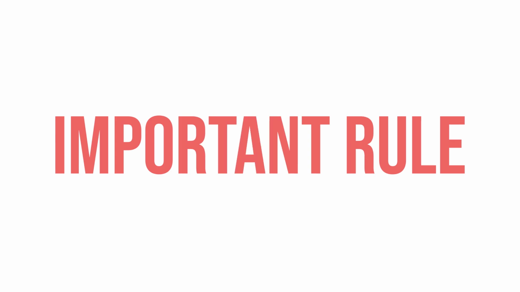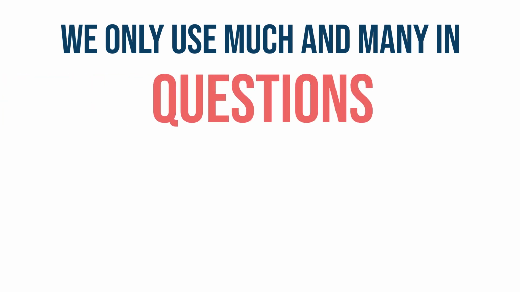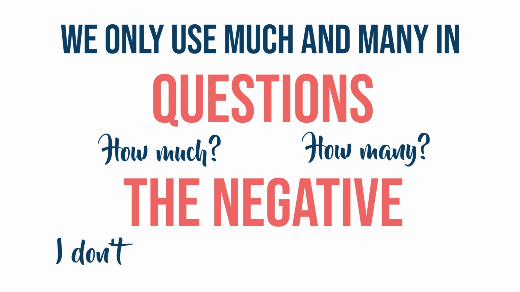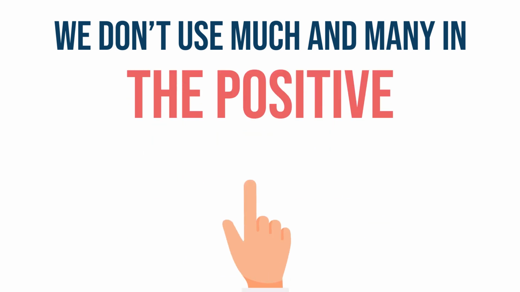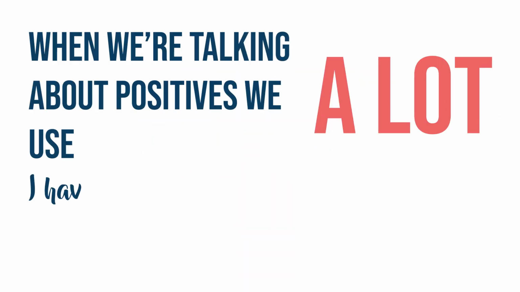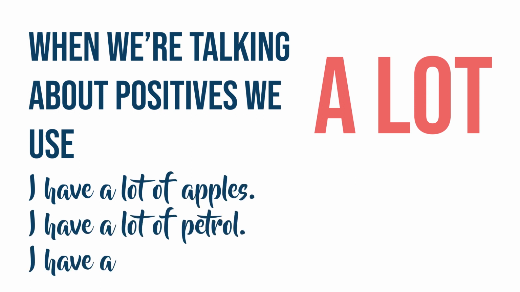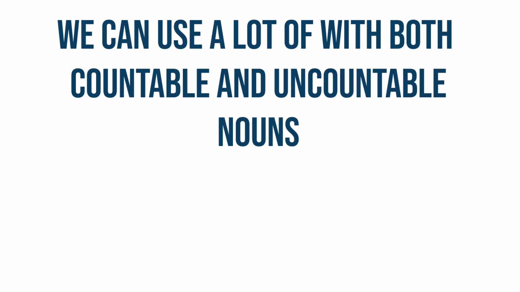And another rule, and just be very careful with this, when we use much and many, we normally use those words when we're asking questions like how much or how many, and we also use them in the negative. I don't have much, I don't have many, but we don't use them in the positive. Usually when we're talking about positives, we use the word a lot. I have a lot of apples. I have a lot of petrol. I have a lot of rice. So when we use a lot, we can use it with both countable and uncountable.